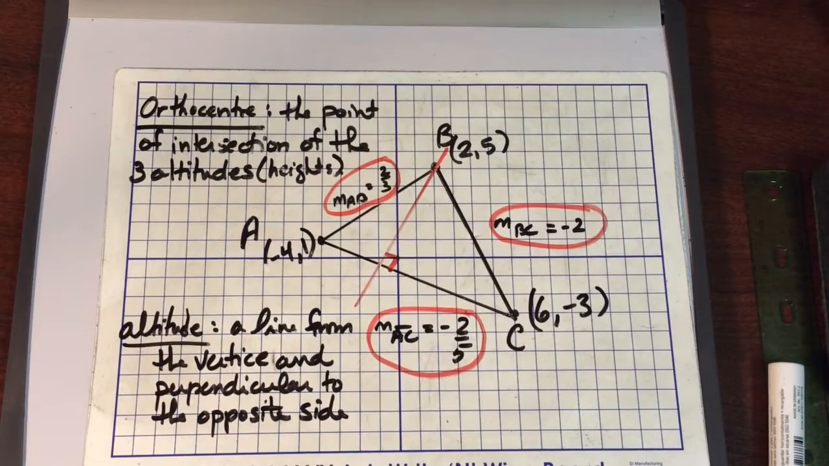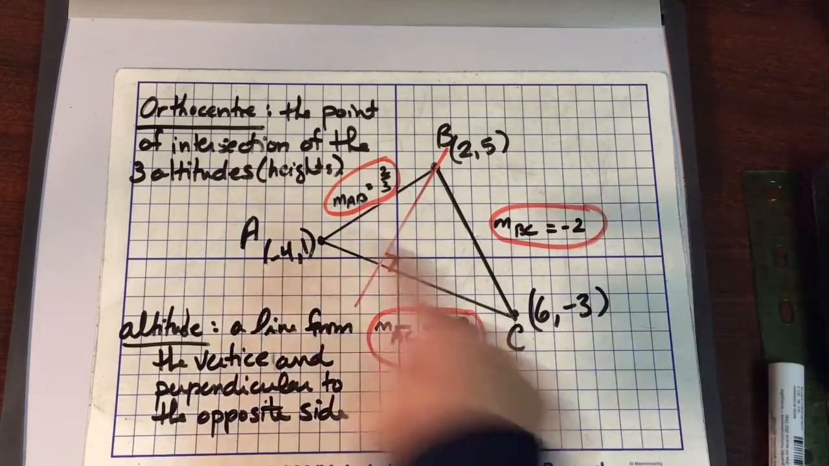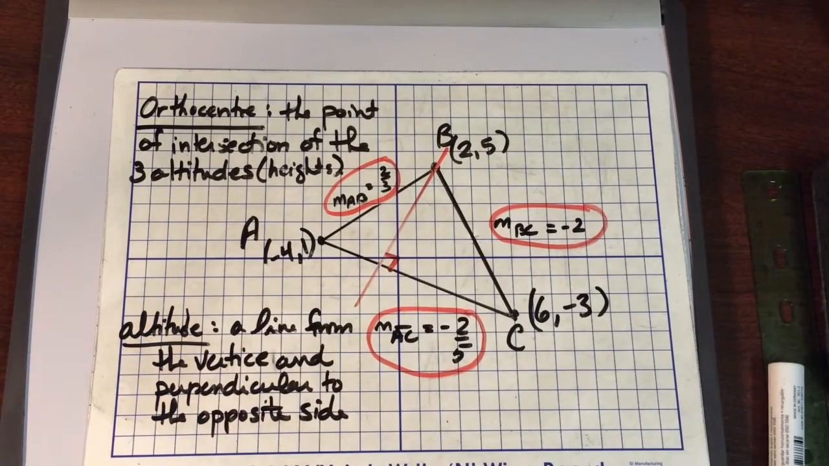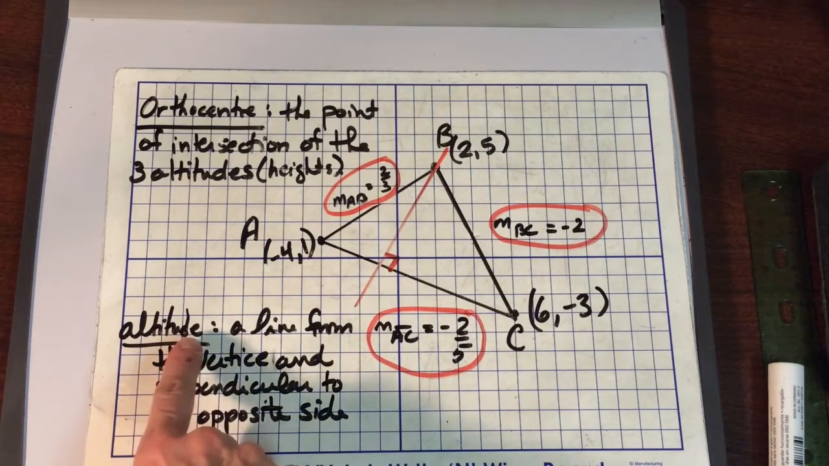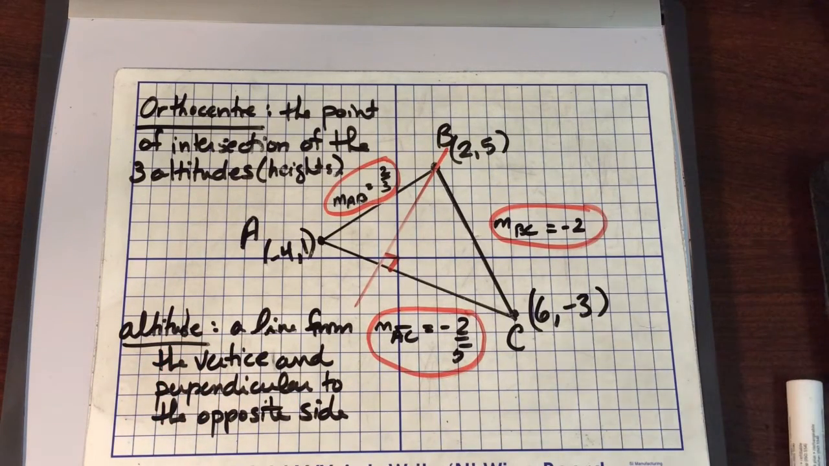We're going to talk about the orthocenter, which is the point of intersection of the three altitudes, which are the heights. A line from the vertex and perpendicular to the opposite side. That's what an altitude is. So as you can see, I've used the same triangles we've used to find the circumcenter and the centroid.